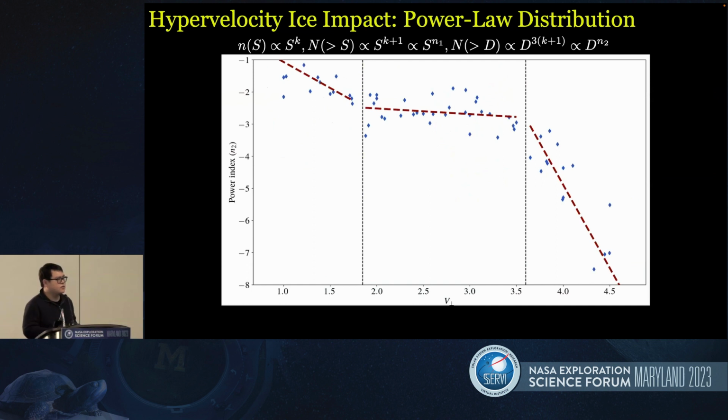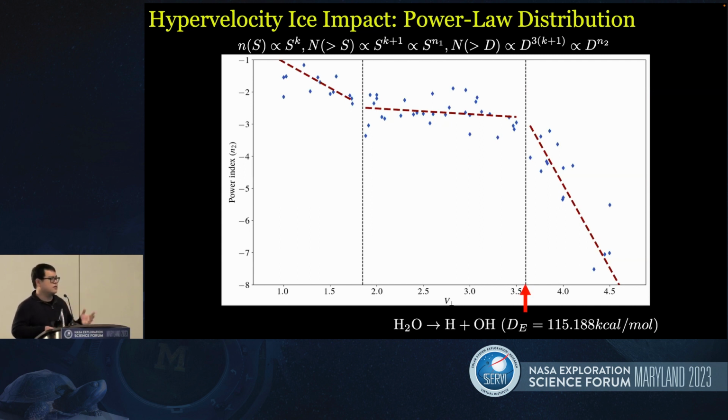We also derive the power index, and we plot it against the vertical component of the velocity. Up to about 3.6 kilometers per second, we see a very consistent power index value compared to the previous experiment. But beyond this point, we're seeing a very clear declining trend, and the variation of the power index becomes larger and larger. This is interesting because 3.6 kilometers per second corresponds to the energy needed to dissociate a single water molecule.